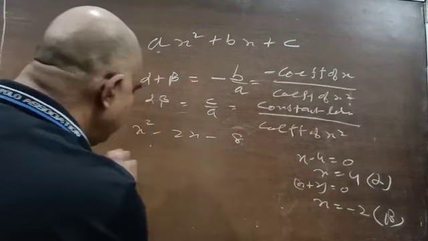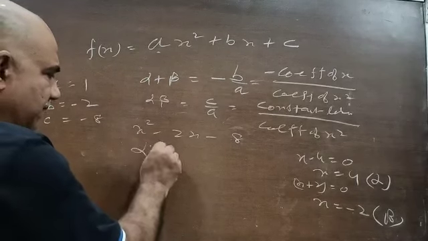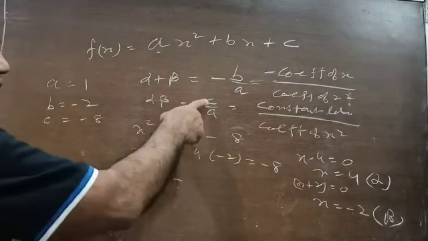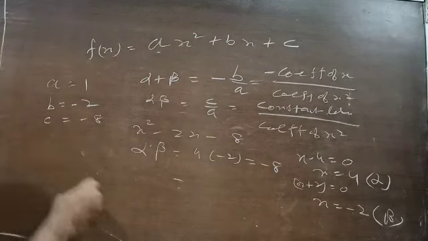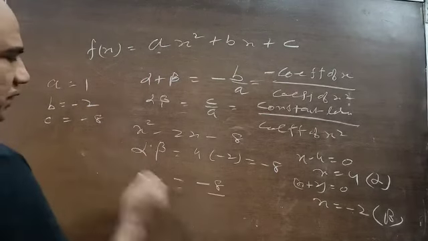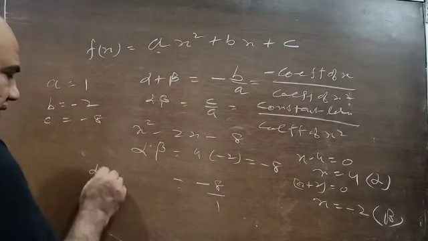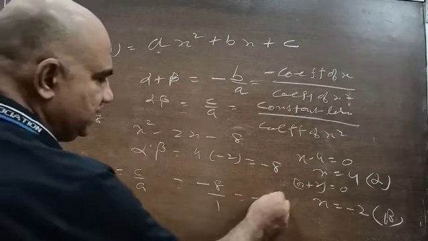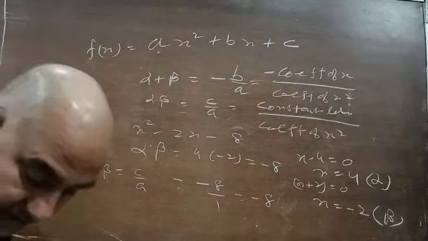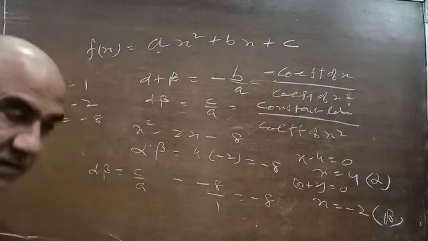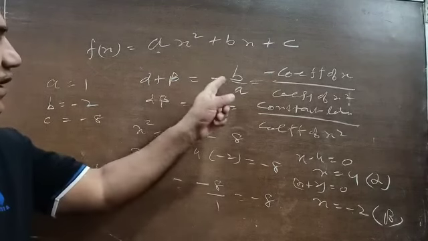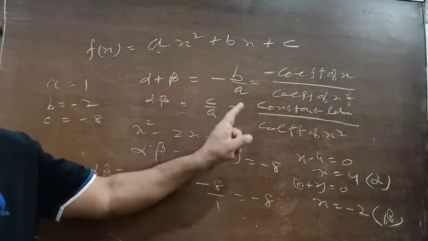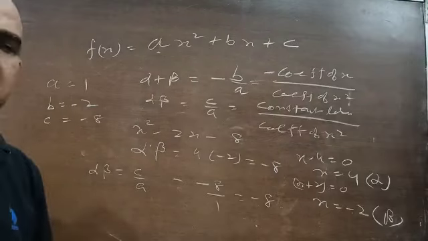Now alpha into beta is 4 into minus 2, that is minus 8. And we know it is c upon a, where c is minus 8 and a is 1, so that is minus 8. So it is true that the sum of the zeros is minus b upon a, and the product of the zeros is c upon a, where b is the coefficient of x, a is the coefficient of x square, and c is the constant term.